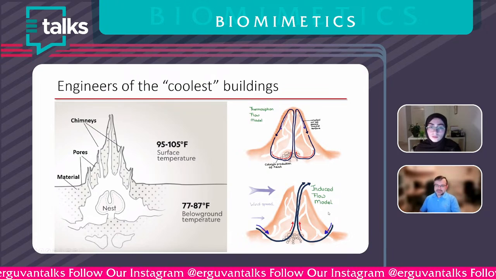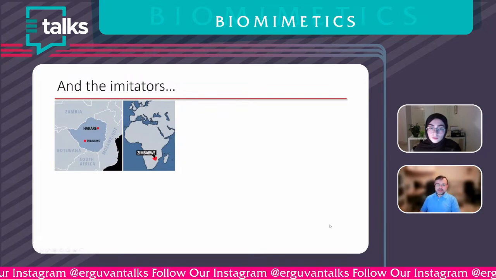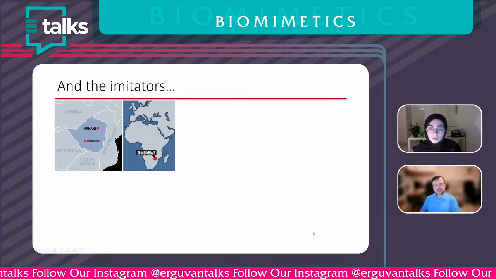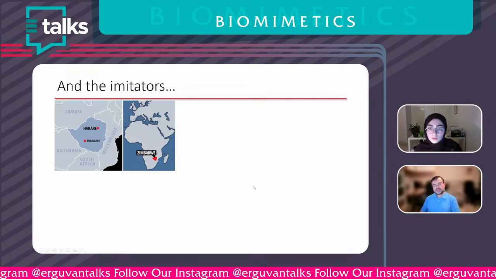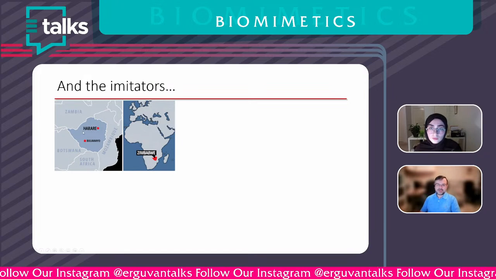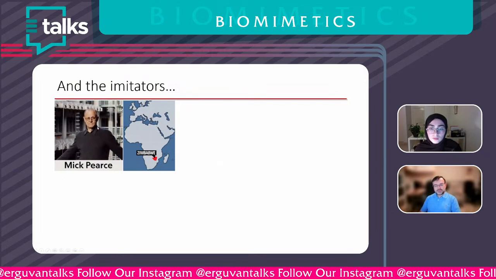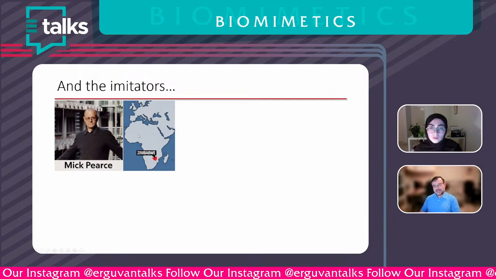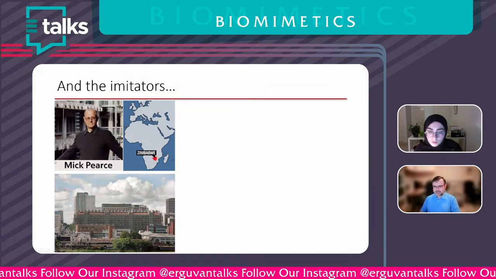Now, how has it influenced or inspired building structures? In 1991, a group of investors wanted to build a mall and office space in Harare, Zimbabwe. Obviously, Zimbabwe is in Africa, a very dry, very hot environment. But they didn't want to spend a lot of money on air conditioning. So they contacted this gentleman, Mick Pierce, to design the building. And he looked into the termite mounds and designed this building. This is the building in the background.